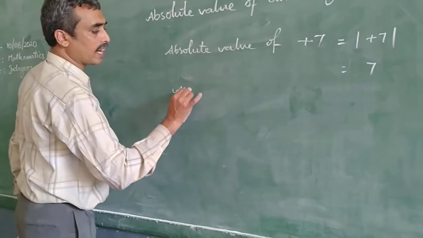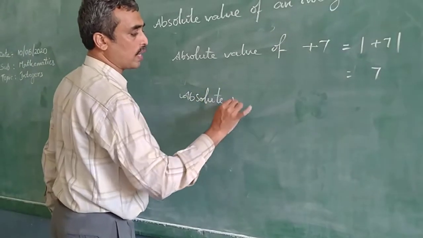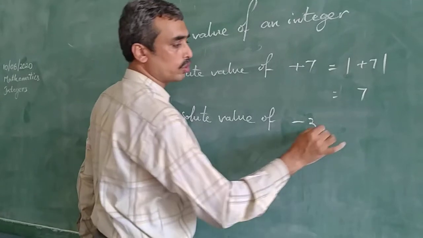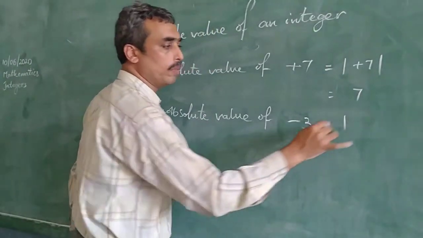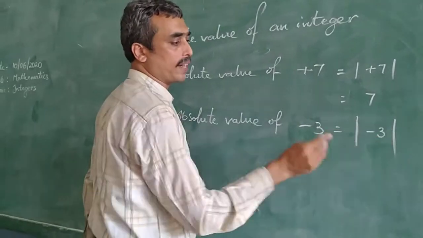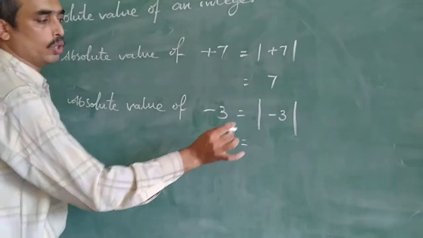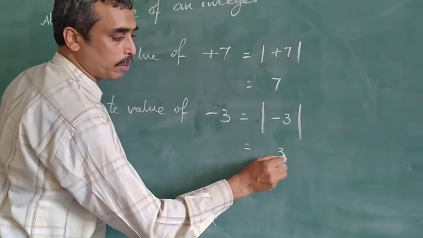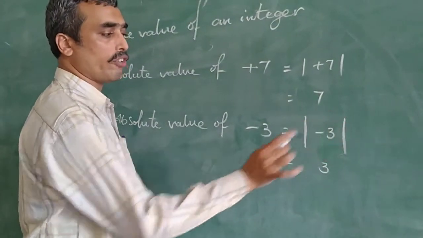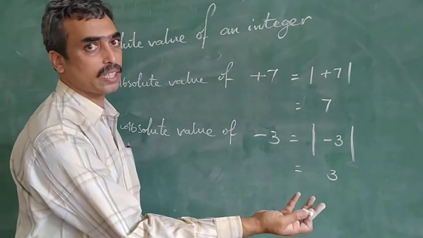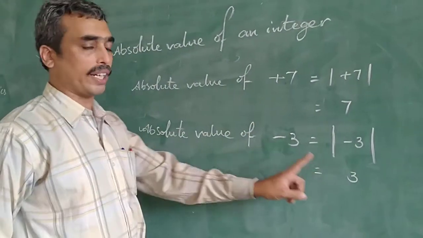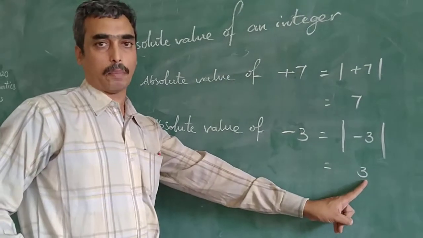So if you want to take the absolute value of -3, how will you write it in the symbolic form? Absolute value of -3, you can write it as modulus of -3. As I told you, to take absolute value is nothing but the numerical value only without any sign. So absolute value of -3 is 3, which again is +3. So absolute value of either a positive number or a negative number is always the number itself, without the sign.